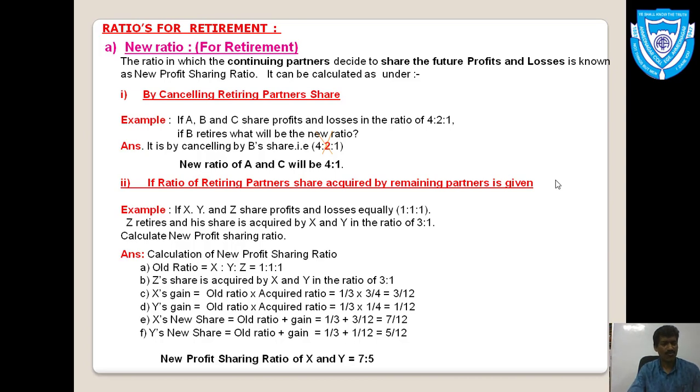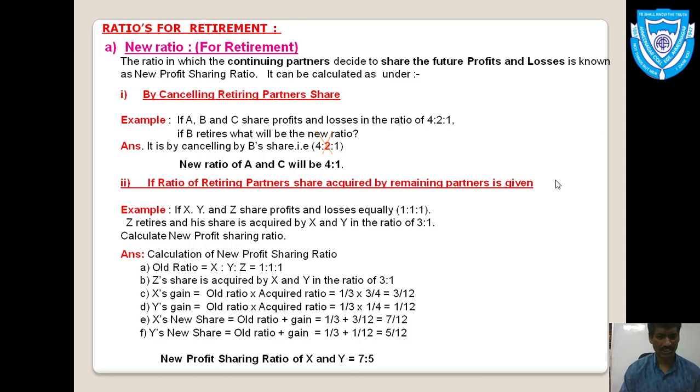Then in the same way, Y's gain, what Y is gaining, old ratio into acquired ratio, is equal to 1/3 into 1/4, which is equal to 1/12. Here we got X's gain and Y's gain. So let us see what will be their new share.